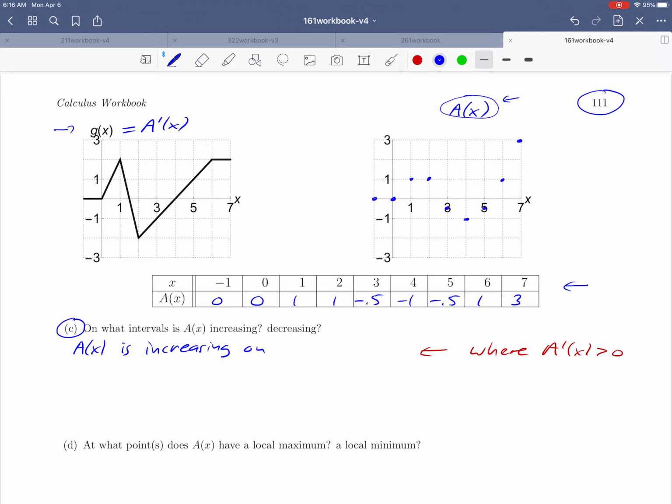So going back to the graph of a prime over here, notice that it's above the x-axis on this stretch between 0 and 1.5, and then again on this stretch from 4 to 7. So those should be our two intervals of increase for a.